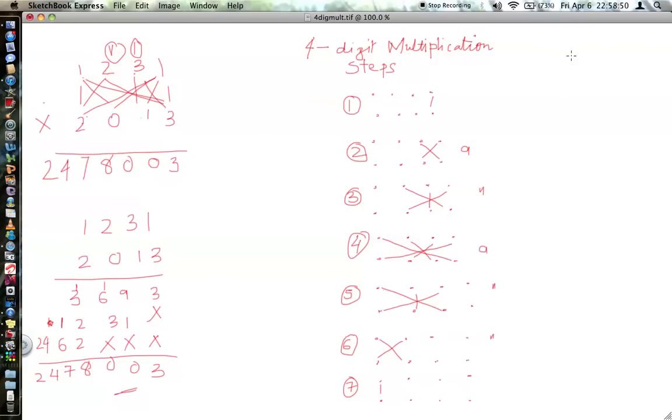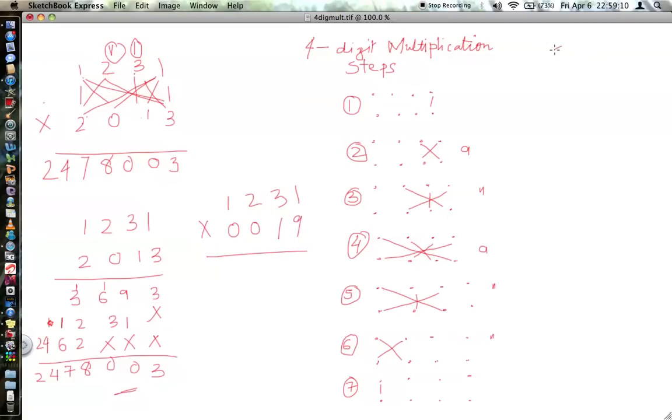You can easily extend it to more number of digits, and also let's say you want to multiply a 4-digit number with a 2-digit number. So in that case, let's say you want to multiply 1 2 3 1 with the number 19. In this case you use the 4-digit approach and you put 2 zeros and multiply.